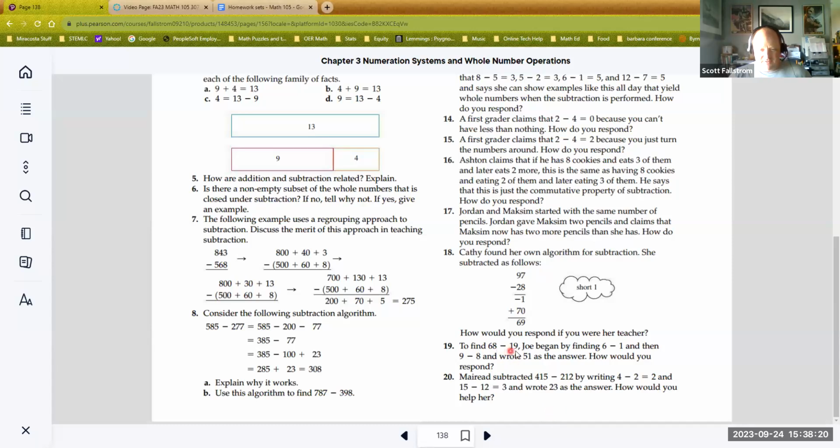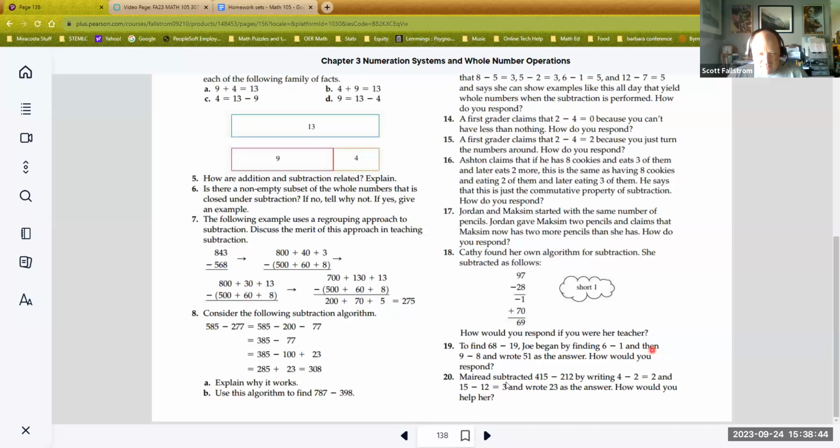A student did this, began by finding this, then wrote 9 minus 8, wrote 51 as the answer. How do you respond? I mean, you want students to be able to kind of check it. When you as students come to me and say, am I on the right track? I think you'll probably notice I end up saying, hey, why don't you check it? See if your answer makes sense. Just remember, subtraction is rewriting addition. So that's something to think about.